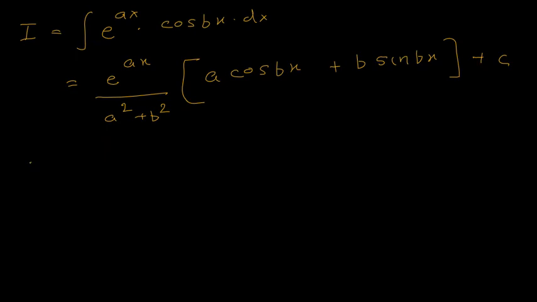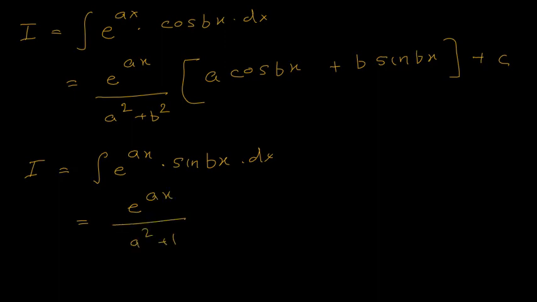The second formula is when I is integration of e power ax into sin of bx into dx, then its answer is e power ax divided by a square plus b square, and here we have a into sin of bx minus b into cos of bx, okay, plus c. So see the change in sign, minus to plus.